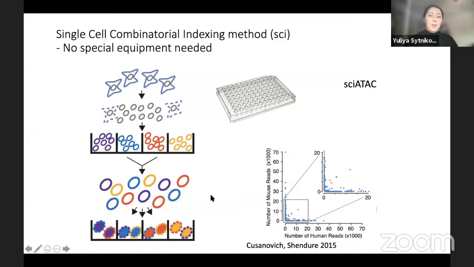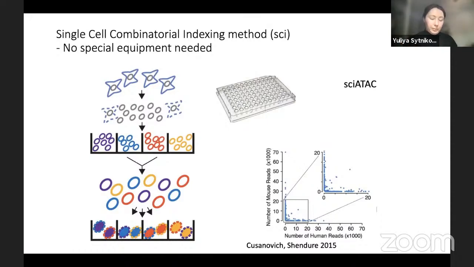Very often, this barcode introduction is done at different steps of the protocol. Like the first step could be ATAC, and the second either a second transposition or one of the PCR steps. And in the end, you combine all the cells or DNA from all the cells, and you have barcode combinations from the first and second plate.